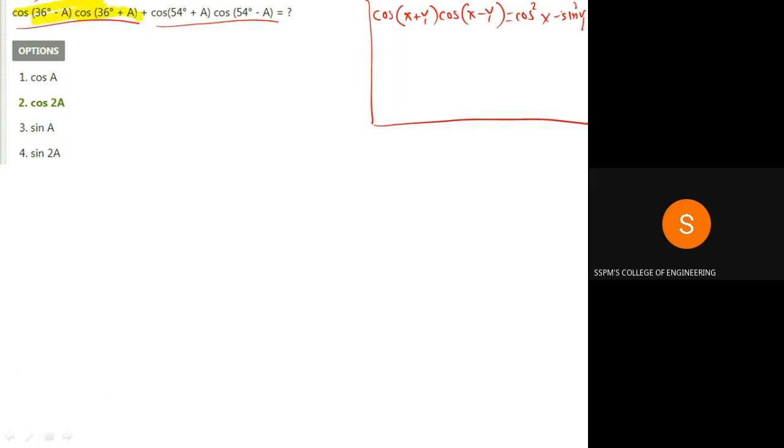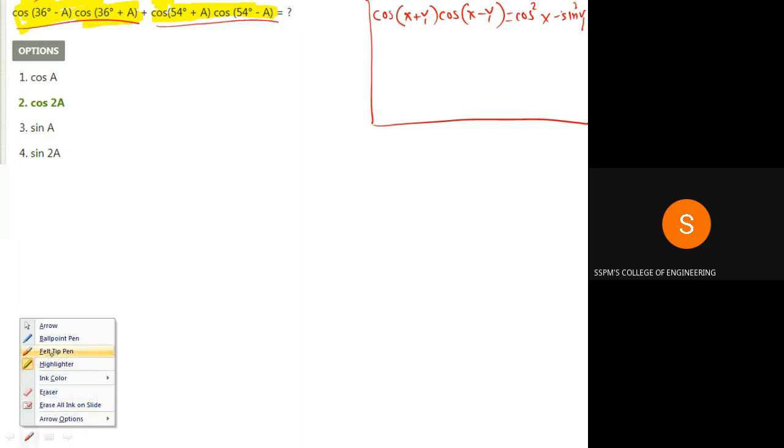This part we will solve first, and then this part we will solve. These two parts we will solve. So what is said in this formula? Cos of (x + y) into cos of (x − y) is equal to cos square x minus sin square y. So we will use the same thing here. Let us solve the first part: cos(x − y) cos(x + y). What is the result? Cos square x minus sin square y.